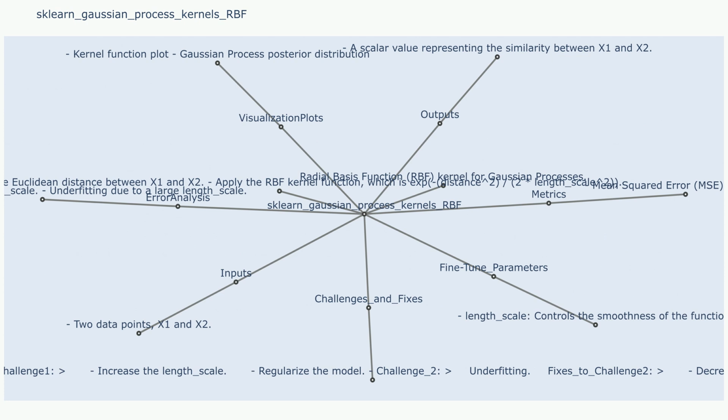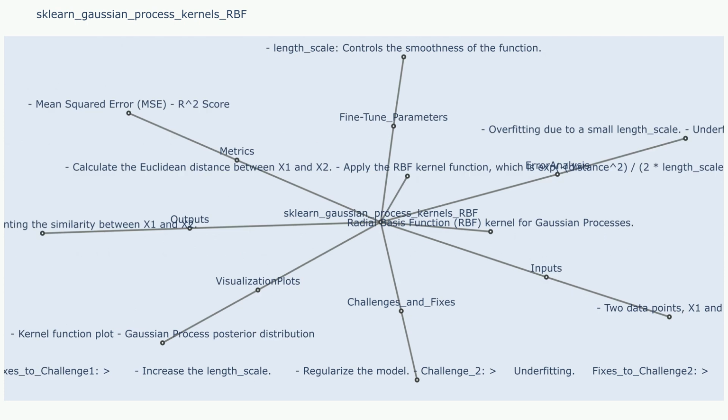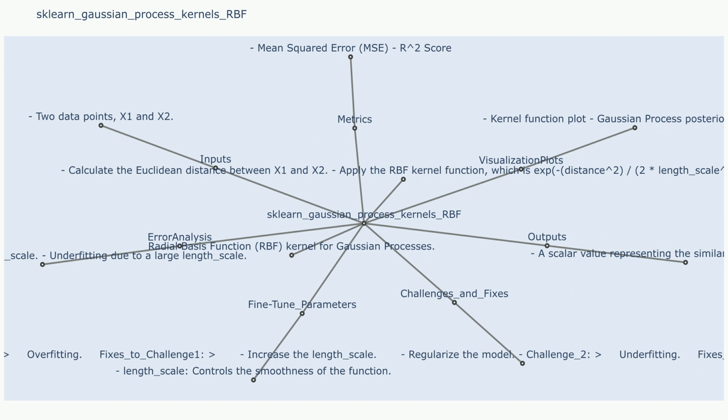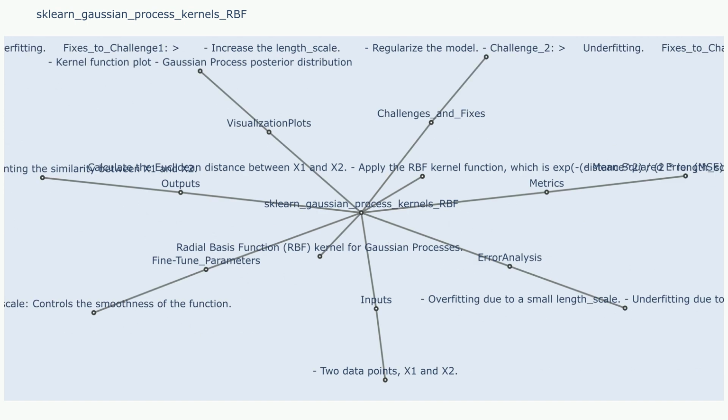Challenges and fixes. Challenge 1: overfitting to the training data. If the length scale parameter is too small, the kernel function may overfit to the training data, resulting in poor generalization to unseen data. Sample use case that resulted in challenge 1: a GP model with a small length scale parameter might predict very high values for points close to training data and very low values for points far away, even if the true relationship is smoother. Fixes to challenge 1: increase the length scale parameter or use cross-validation to find an optimal value.